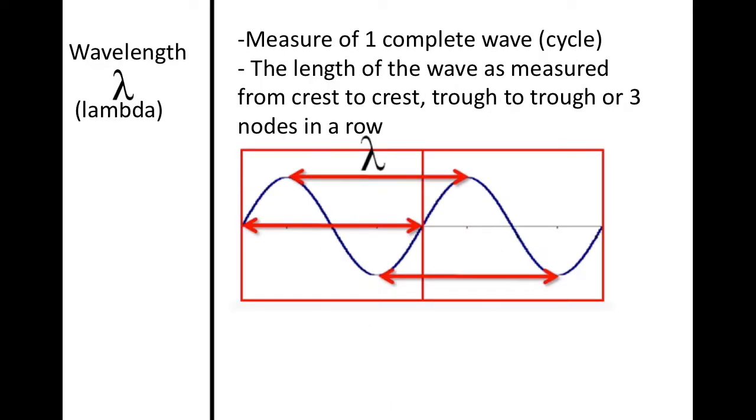Wavelength, it is the measure of one complete wave or cycle. It is the length of the wave as measured from crest to crest. And that, remember, is the top of the wave to the top of the wave, or it can be from the trough to trough, or it could be at any point along the wave so long as it is in the same place on the next wave. Here is what we call the node, and it is the space that touches the equilibrium point.